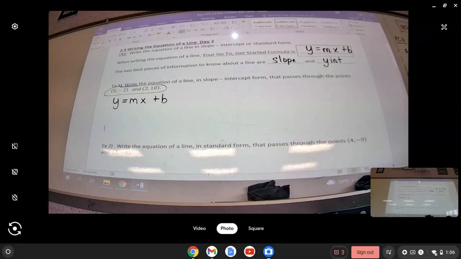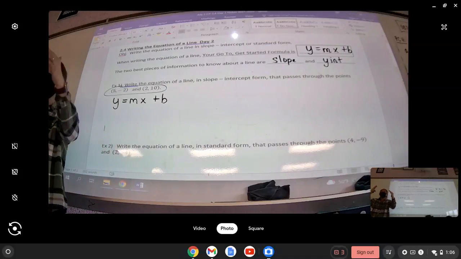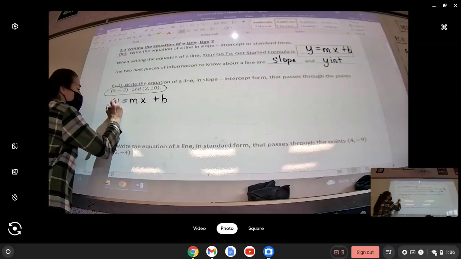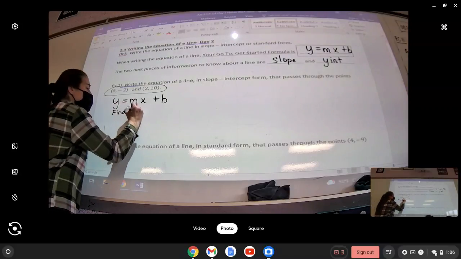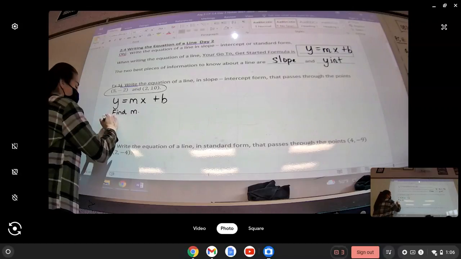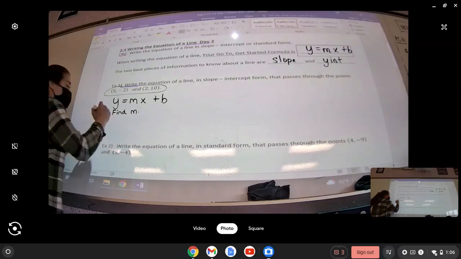Guys, what are you capable of finding that is very important if you know 2 points? Slope. You're going to have to calculate the slope yourself. So we're going to have to find m by doing change in y over change in x. So that's what we need to do. We got to find the slope. Because as long as you know 2 points, you can find the slope. Let's just do 1 so you can see the gist.